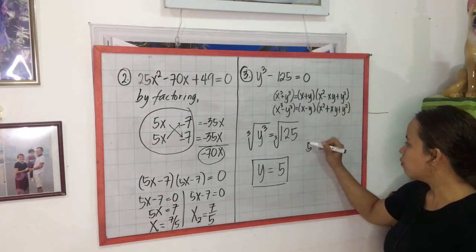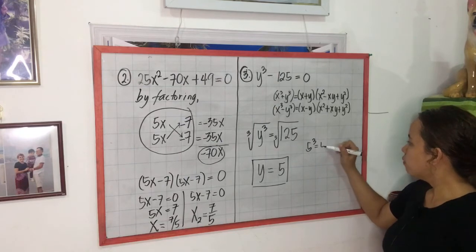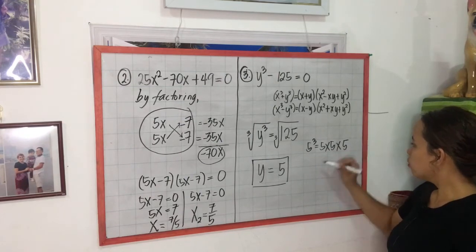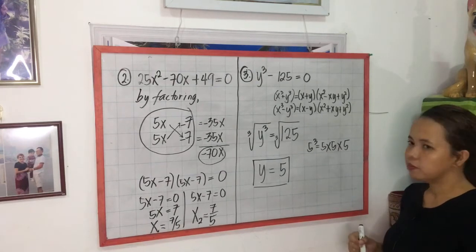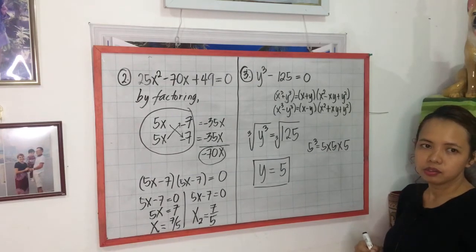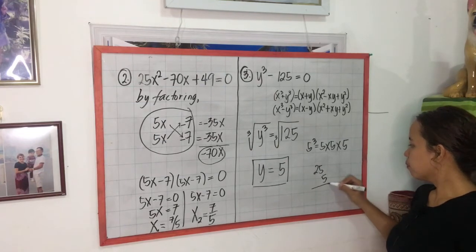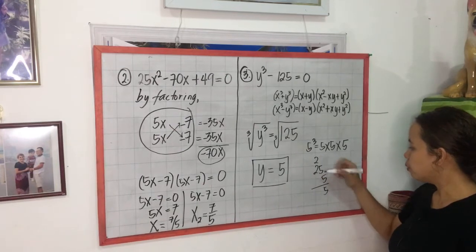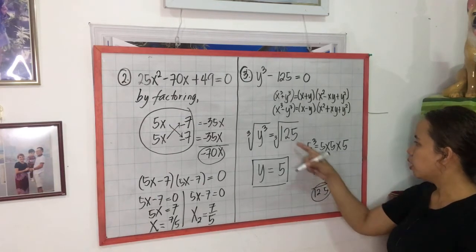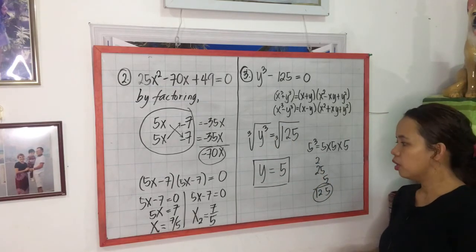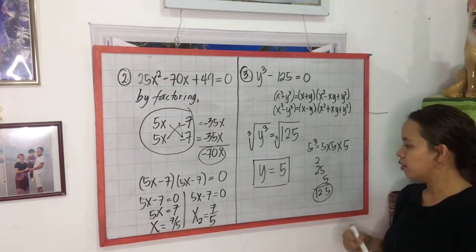We can just check. 5 cube is 5 times 5 times 5. So that makes 5 times 5 is 25. Times 5 is 25 times 5. Okay, 25 carry 2. So 5 times 2, 10 plus 2, 12. Okay, it's equal to 125. Or you can just press your calculator for the cube root and it will give you 5. So the answer here is 5.